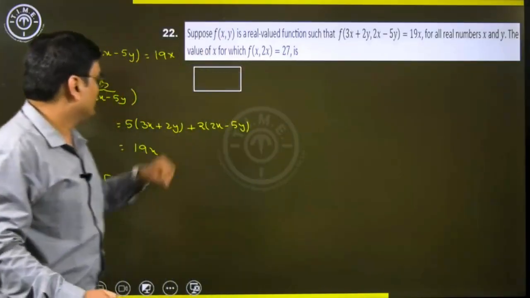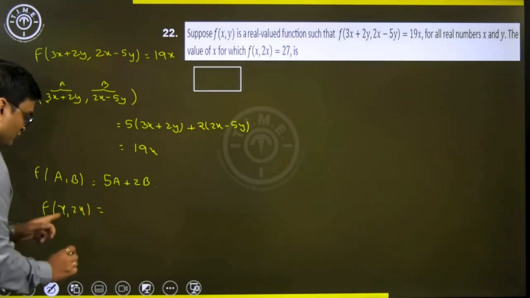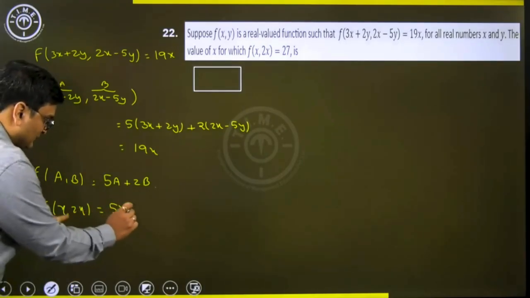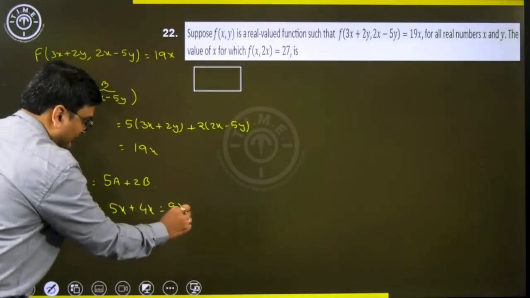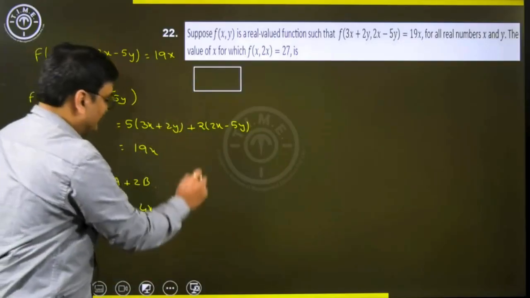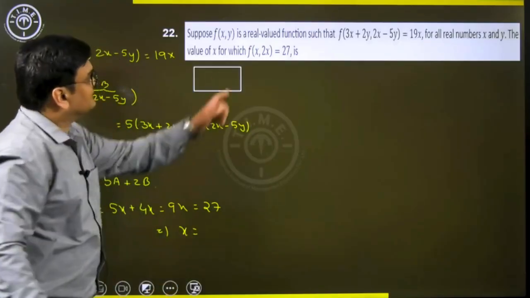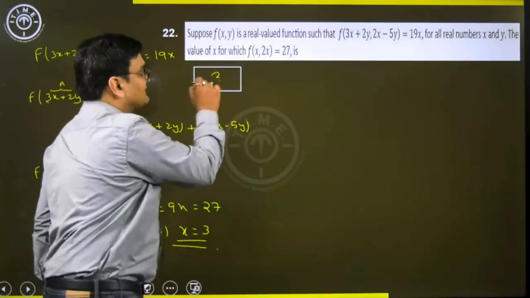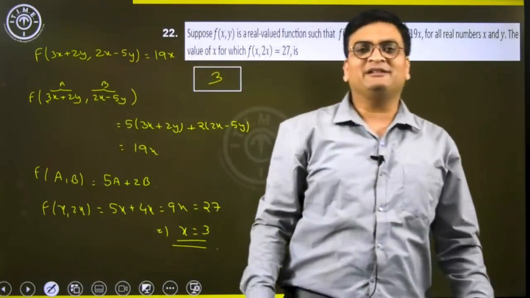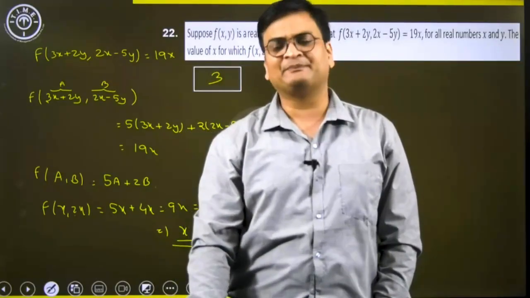If that is the case, what will be f of x comma 2x? The first term should be multiplied by 5 times plus the second term should be multiplied by 2 times 2x, which is 4x. So it becomes 9x. And 9x is given to be 27. That means the value of x that will satisfy this equation will be 3. So thus my answer for this question should be 3. I hope we are clear with this.